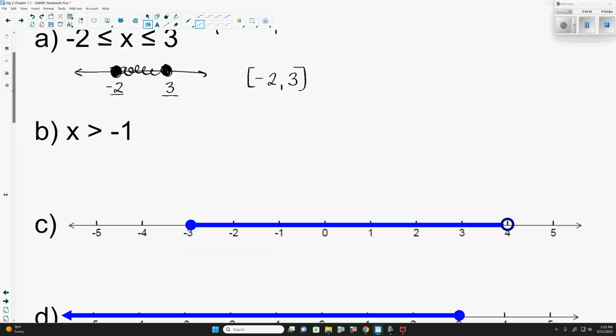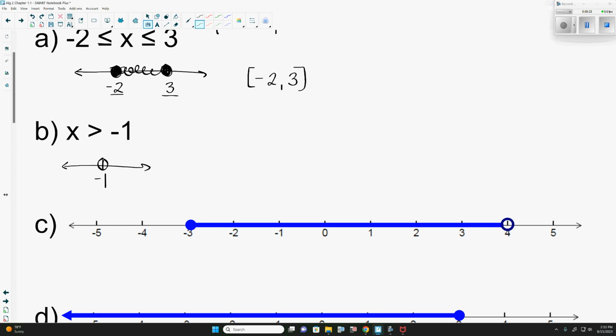Let's look at B. X is greater than -1. How many spots can we graph on the number line? One. And ironically, it is -1. And we can put a circle there. And just like the previous, this one's going to be closed. No, it's open. It is open, because it is not equal to it. It's just greater than.